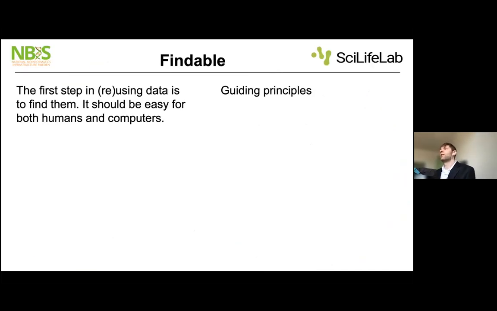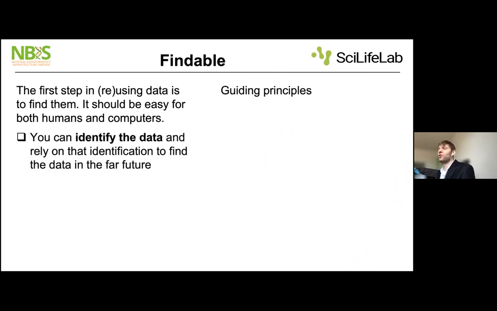And if we start looking at these principles a little bit more in detail, we have the first step, which would be just finding data. So it should be easy both for humans and for computers to do this. And I'm not going to go into technical details on how a computer would actually go about this process. But as a human user, you can tick off some things that would make it easier for a computer as well. So the first thing you need is a way of identifying the data and making sure that you can rely on that identity to get a hold of that same data in the future.